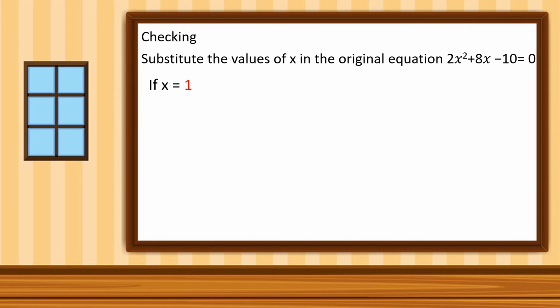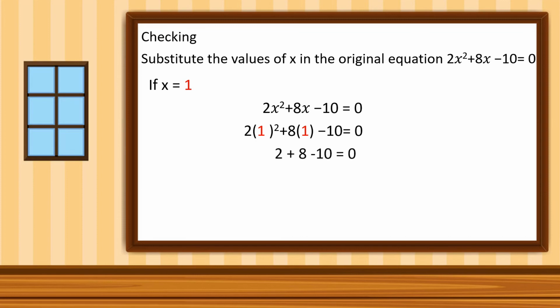If x is equal to 1, let us substitute x is equal to 1 in the original equation, and we will have 2 times 1 squared plus 8 times 1 minus 10 is equal to 0. Then 2 plus 8 minus 10 is equal to 0, and 0 is equal to 0. Therefore, 1 is a correct root of 2x squared plus 8x minus 10 is equal to 0.